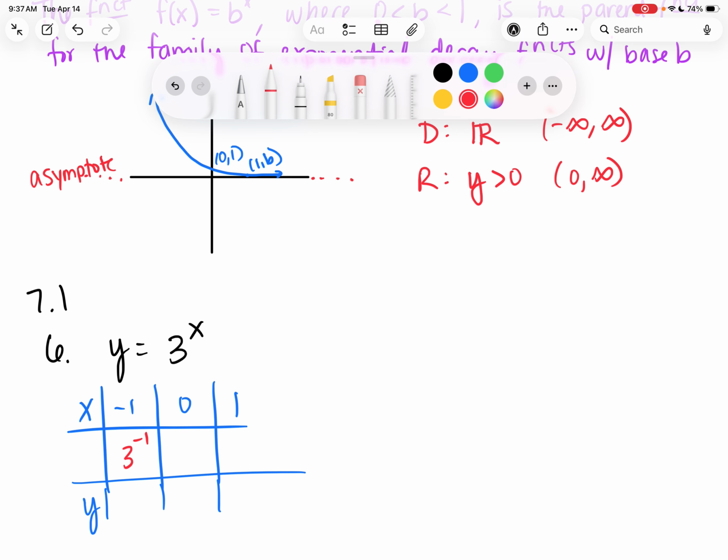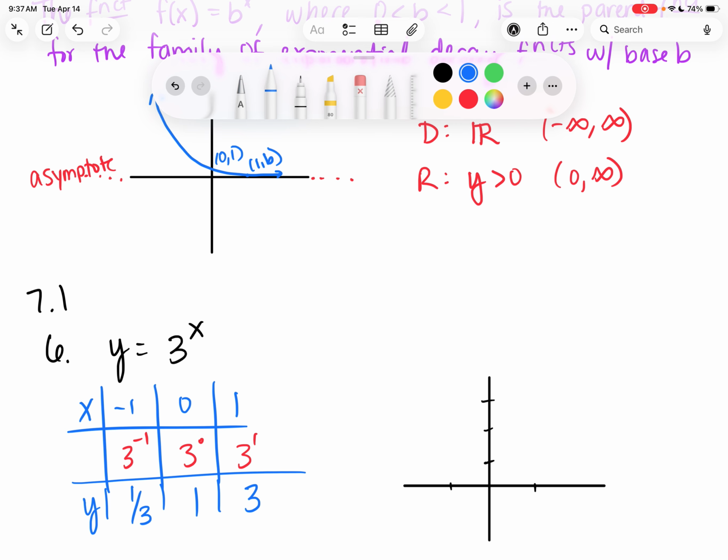So if I have 3 to the -1, what does that equal to? 1/3. 3 to the 0, 1. And 3 to the 1, 3. So now I'm going to take those set of 3 points and I'm going to graph them over here. So I mark off my -1, 0, and 1, and then I know that I need to go up to 3.